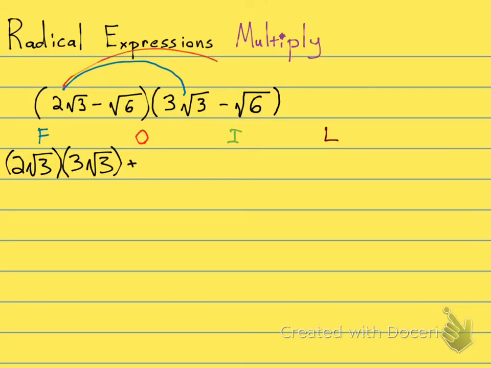Plus, let's do the outer two. 2 square root of 3 times negative square root of 6. Okay, make sure to keep that negative with the square root of 6. 2 square root of 3 times negative square root of 6.